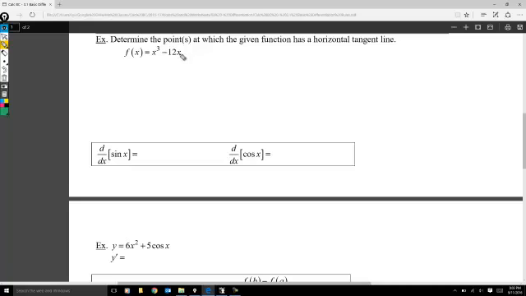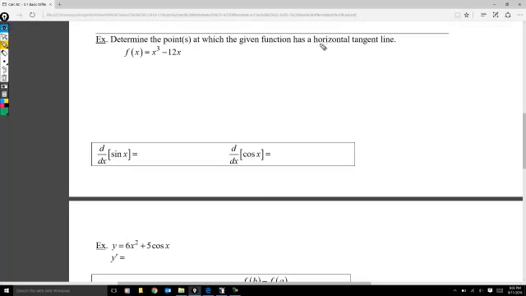Okay, I want to know where this function has a horizontal tangent line. If you think about what that means, like we said before, if you have a horizontal line, it has a slope of 0, which means that my derivative will be 0. So I want to know where the derivative of this function is equal to 0. Okay, that's what the question's really asking. So it'd probably be smart to find the derivative.